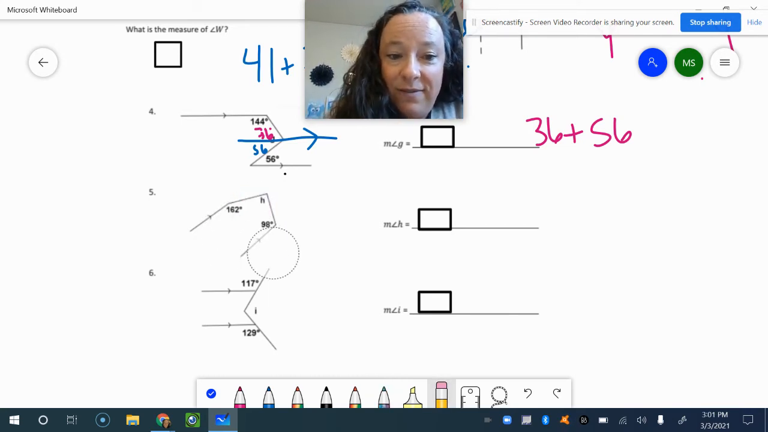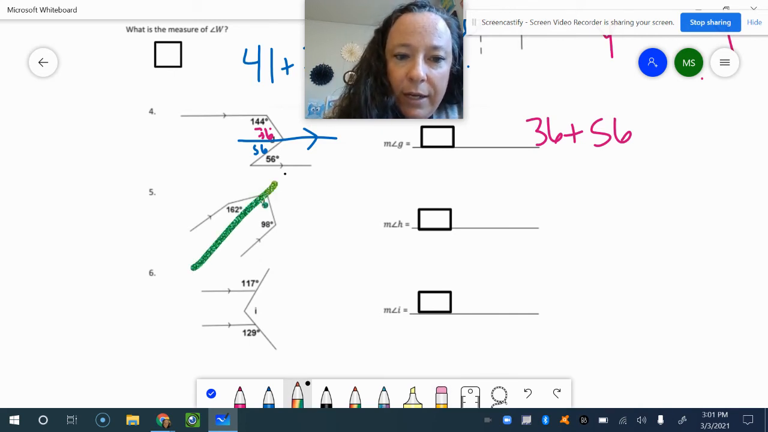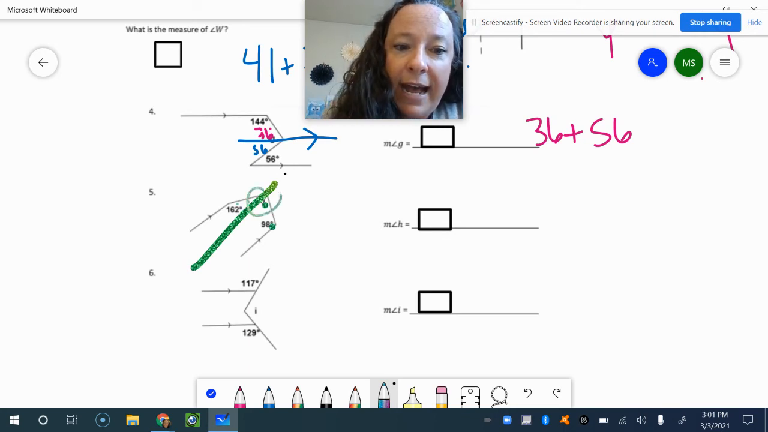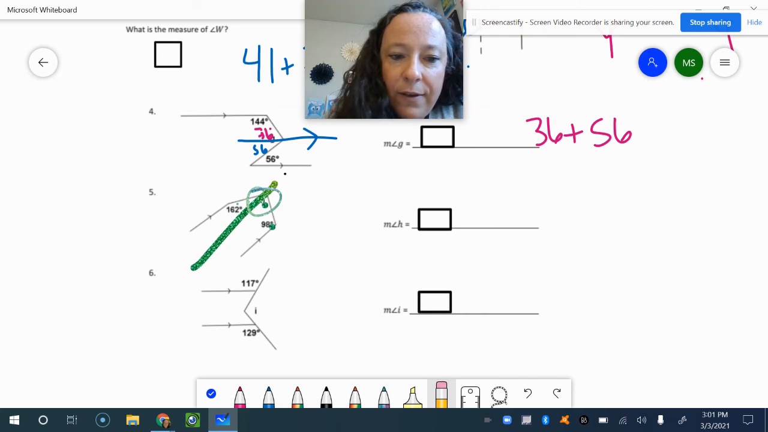Angle H. So let me go over that again. You draw in your auxiliary. You know that these are consecutive interiors. They add to 180, so you'd find that. You know that these two are consecutive interiors. They would add to 180. You'd find that missing angle, then you would add those two angles together.